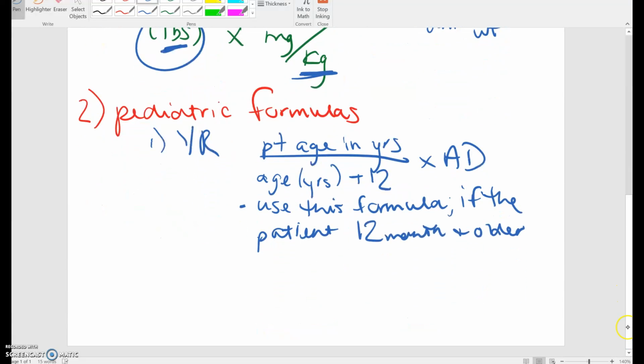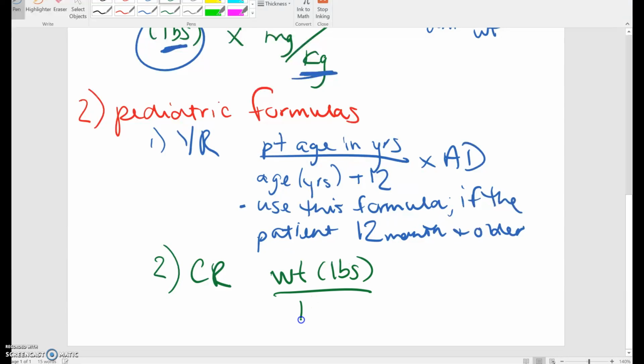Another formula that you have learned for your pediatric formula is your what? Your Clark's rule, where you take the patient's weight in pounds over 150 and multiply it by the what? The adult dose. In order to use this formula, the patient's weight has got to be in what? Pounds. All right.